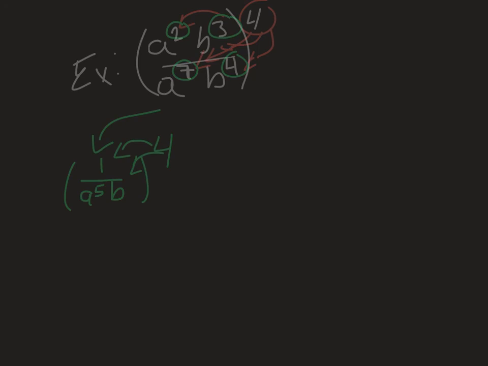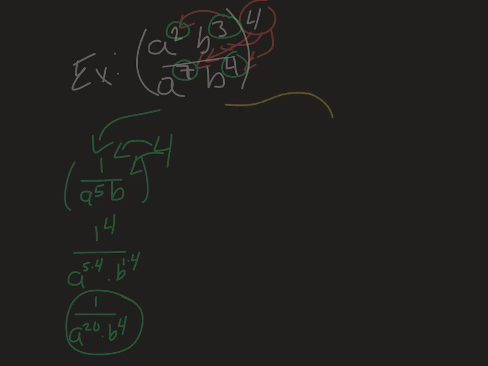So 1 to the 4th power is still 1, but I'll write it here just for the sake of the example. And then we're going to take a to the power of 5 times 4. Remember our power of power law, that still applies. Times b technically to the 1st times also 4. Power of a power still applies. Now if we simplify this a little bit, we'll get 1 over a to the 20th times b to the 4th. And that'd be a simplified expression.